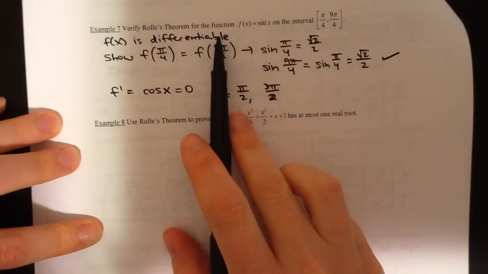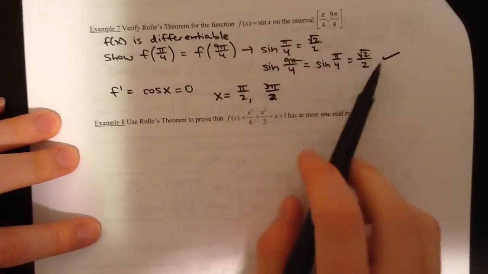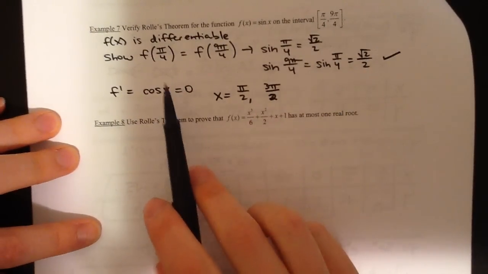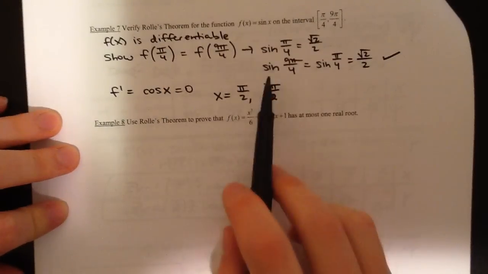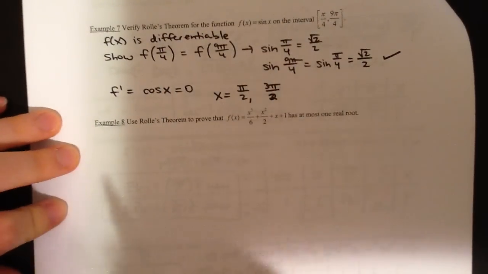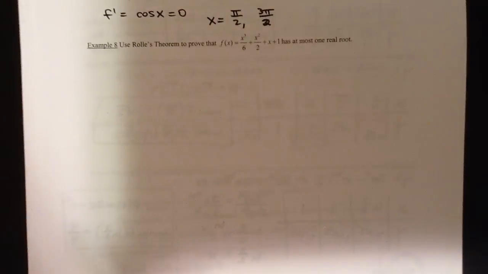We verified that it was continuous and differentiable. We verified that the two y values were equal. And then we verified that somewhere on that interval, we have a slope of 0. We actually found two slopes of 0. All right, last example. Use Rolle's theorem to prove that this function right here has at least one root.